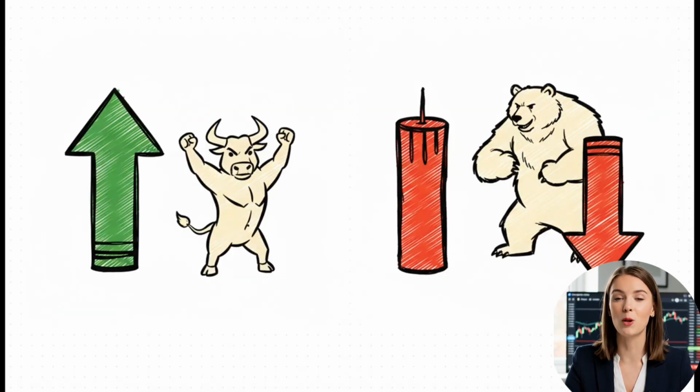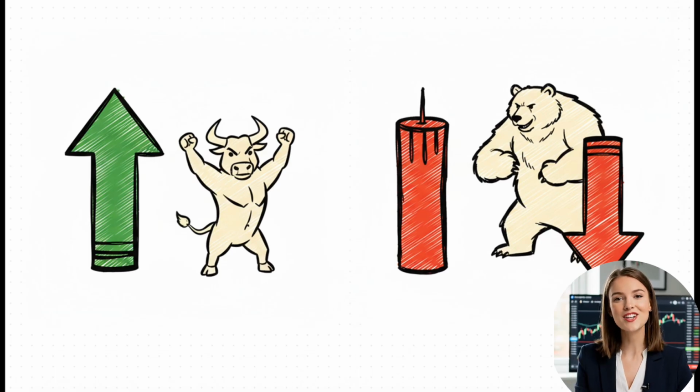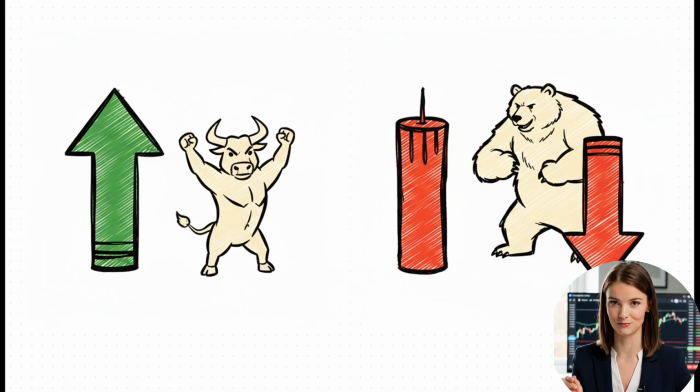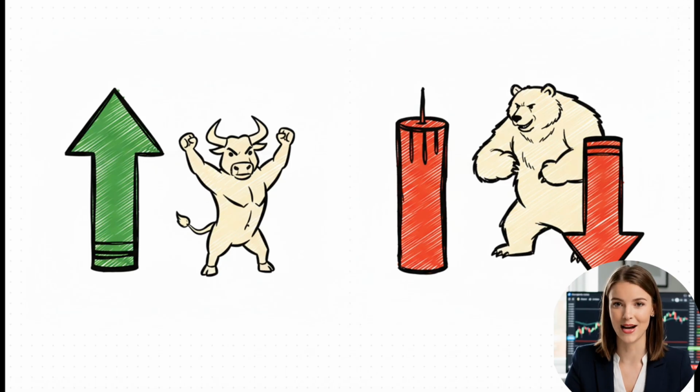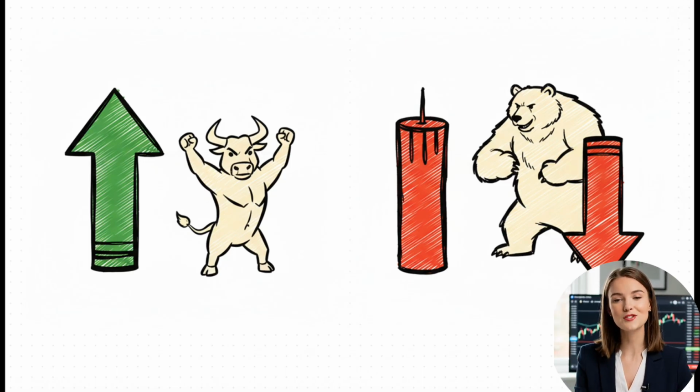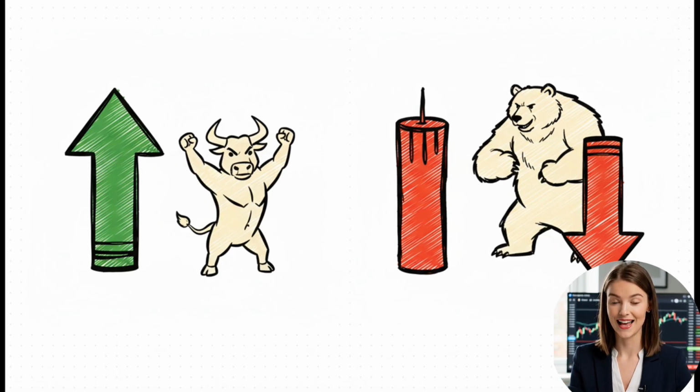It's pretty straightforward. If the candle is green, we call that bullish. It means the price closed higher than where it started. The buyers won that round. If it's red, or bearish, the price closed lower. The sellers were in charge. This simple color coding is literally the most basic language of the market.